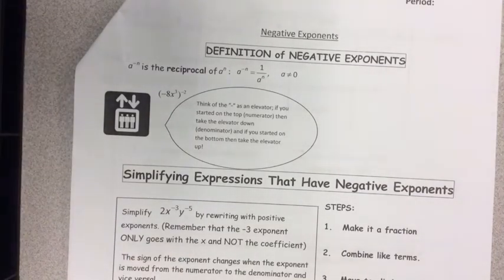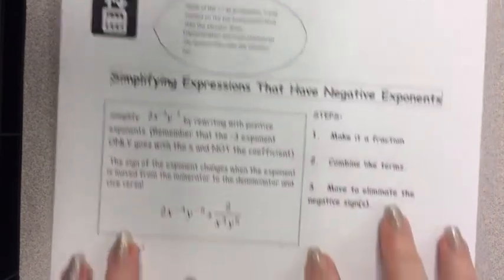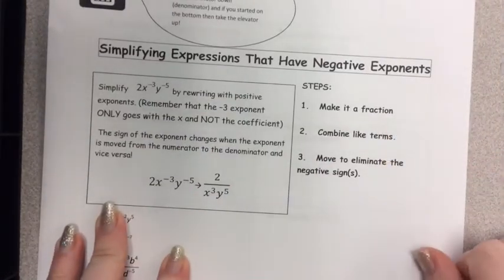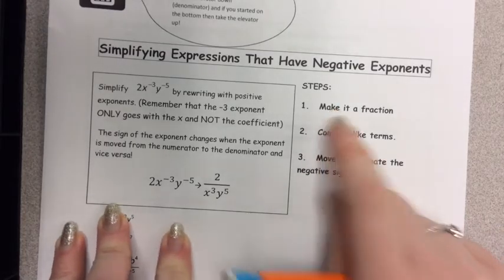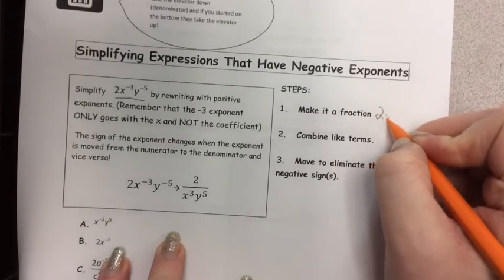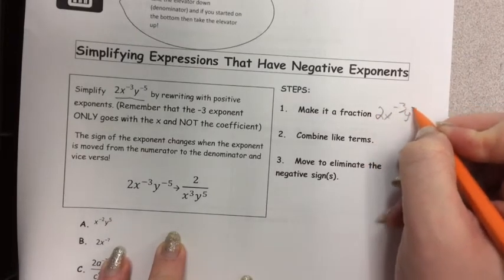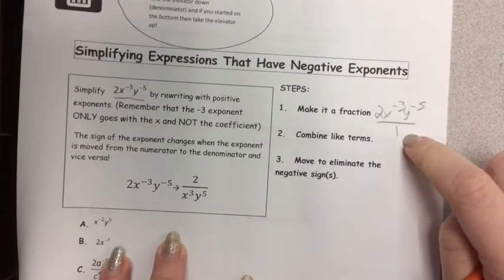Now we're going to move on to the last rule of exponents, which is about negative exponents. So you want to follow these steps when simplifying expressions with negative exponents. First is to make it a fraction. So if this is what we're starting with, it's not a fraction already, so we need to put it over 1. That's how we change something to a fraction.